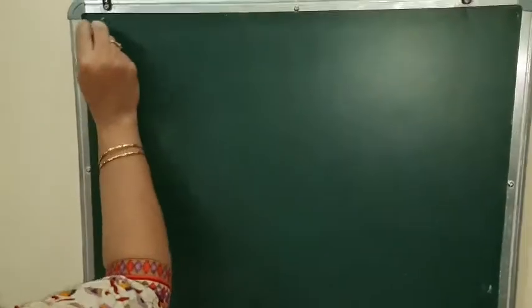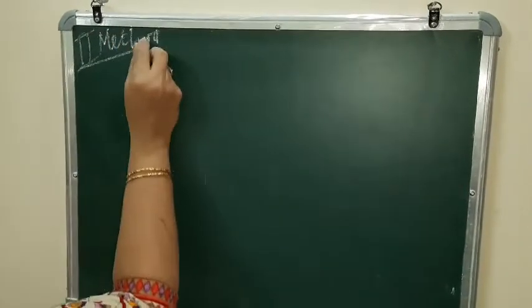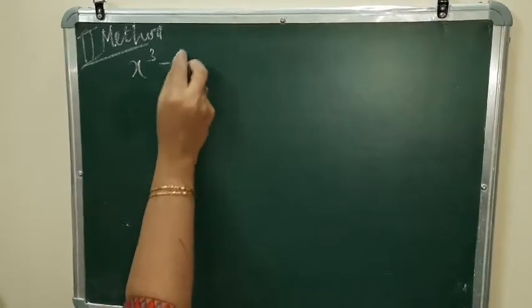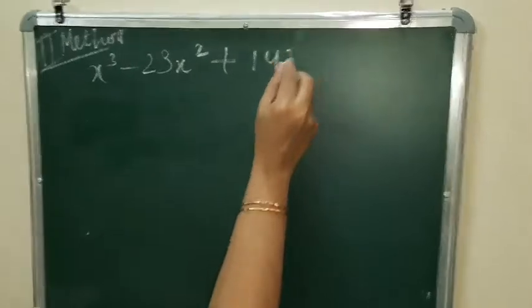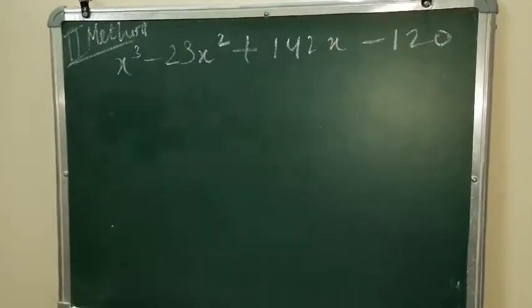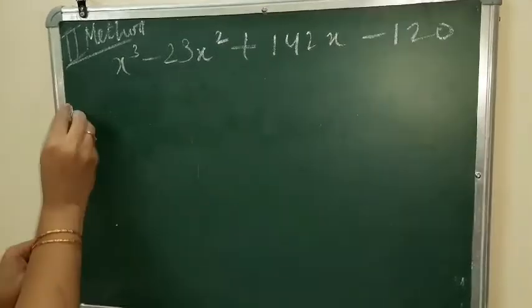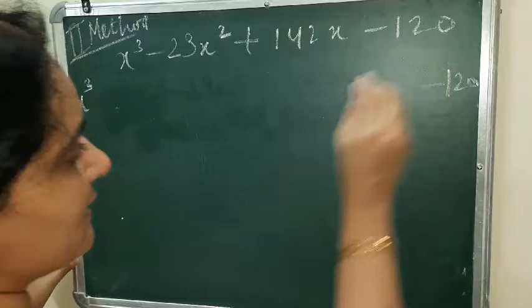Now there is one more method of doing this question. So I am telling you the second method also. Second method of doing this question. So it is x cube minus 23x square plus 142x minus 120. Now how will you do that? First step is to write the first term and the last term as it is.